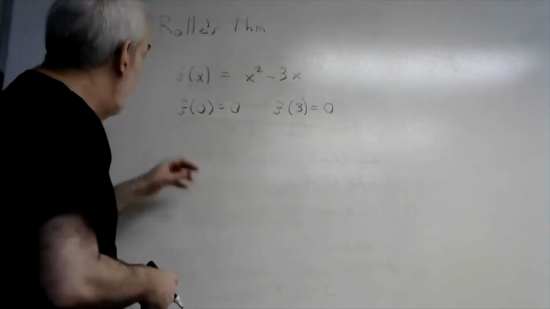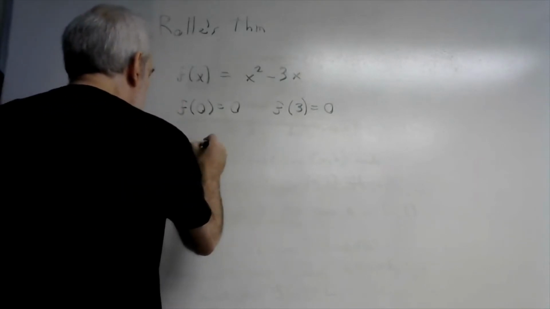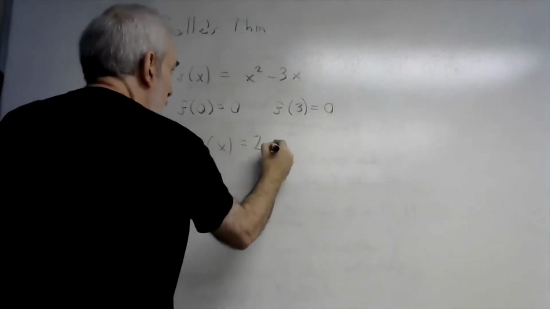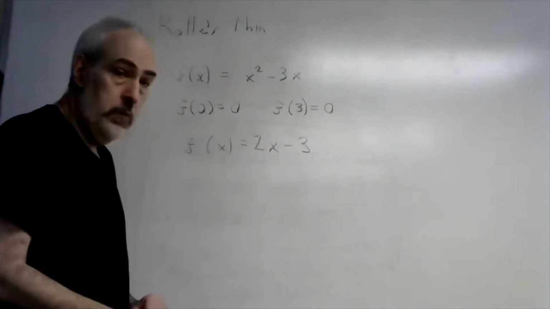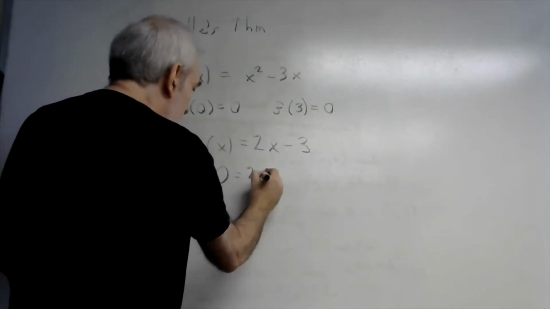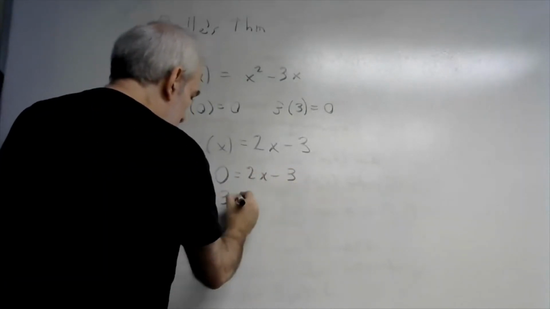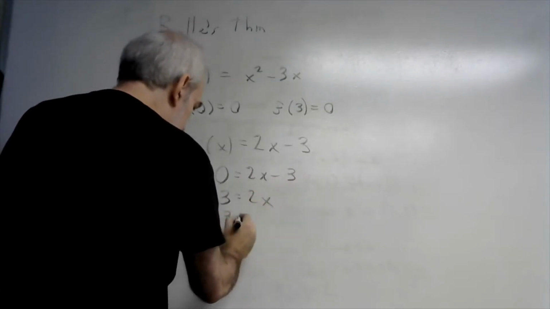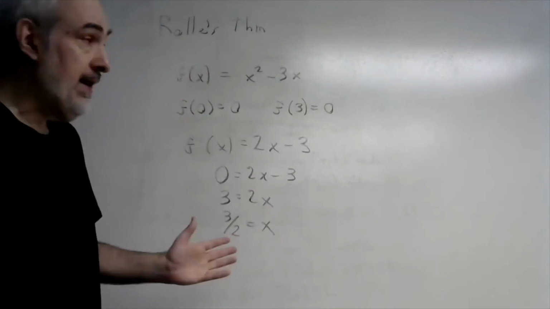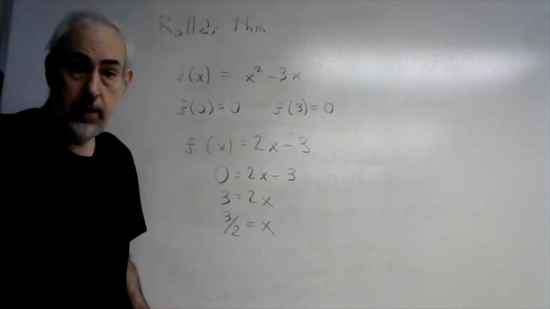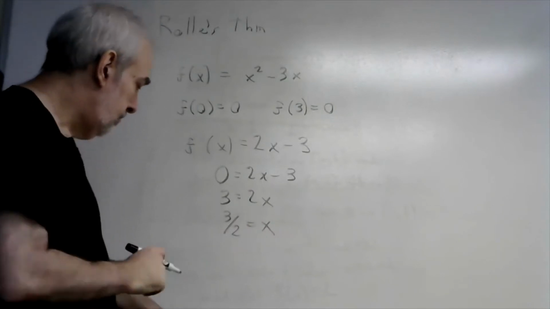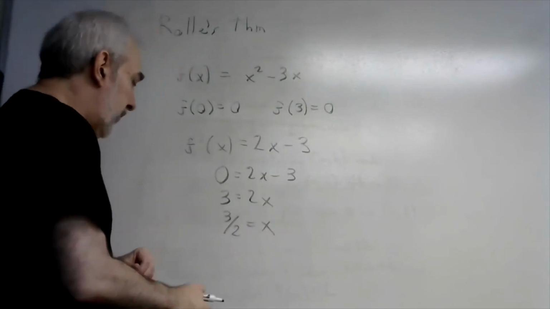So let's find it. If we take the derivative of our function, we get 2x minus 3. We want to find when the derivative equals 0, so set this equal to 0 and solve for x. So we get x is equal to 3 halves. 3 halves is a value between 0 and 3, so Rolle's theorem worked. Okay, so that's Rolle's theorem.